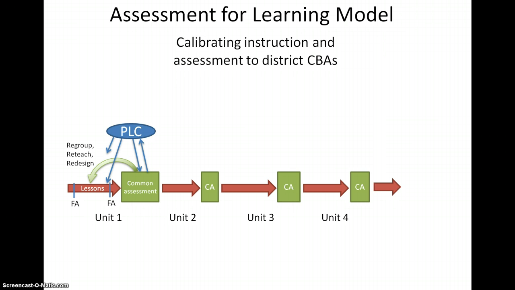Following the delivery of the first unit of instruction, PLCs then repeat the unit design process for the subsequent units. The details of these processes have been omitted from the graphic for purposes of clarity. At the point in time in which the district CBA is administered, the PLC may have planned and delivered 2 or more units of instruction.